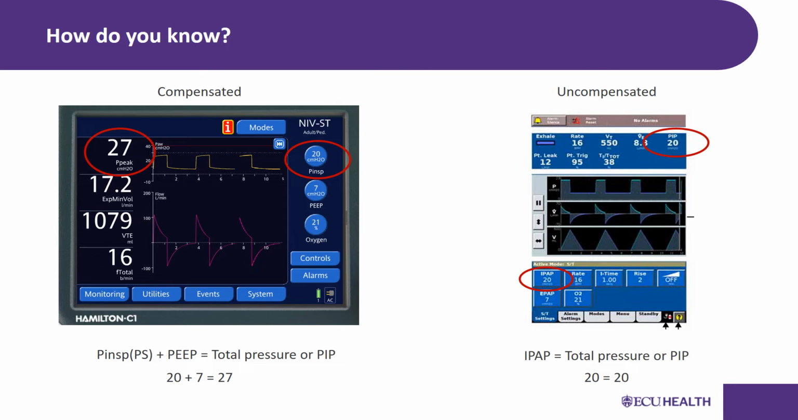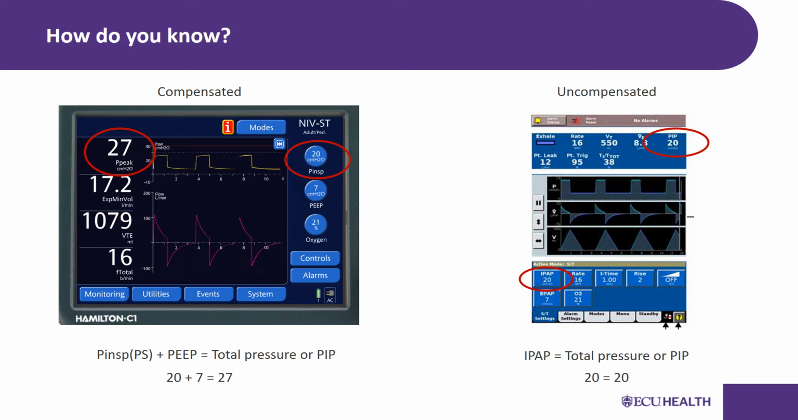The big question often asked is, how do you know if the ventilator you're working with is compensated or uncompensated? And the answer is actually very simple. If it is compensated, the pressure control or pressure support set plus your PEEP is your peak inspiratory pressure, or total pressure measured. So, if our pressure support is set to 15 and PEEP is set to 5, then our peak inspiratory pressure should be 20. This is the way compensated ventilators work.